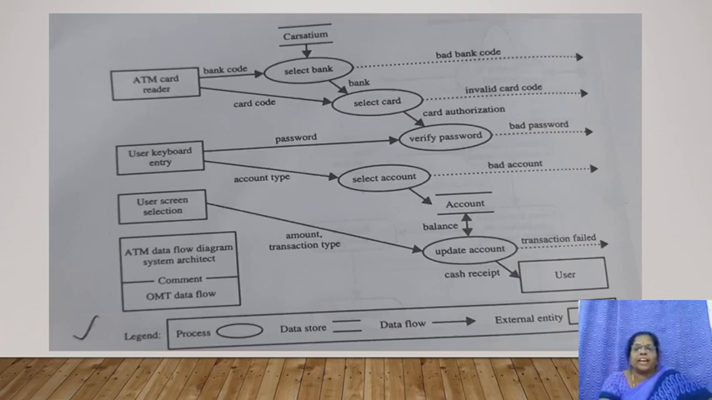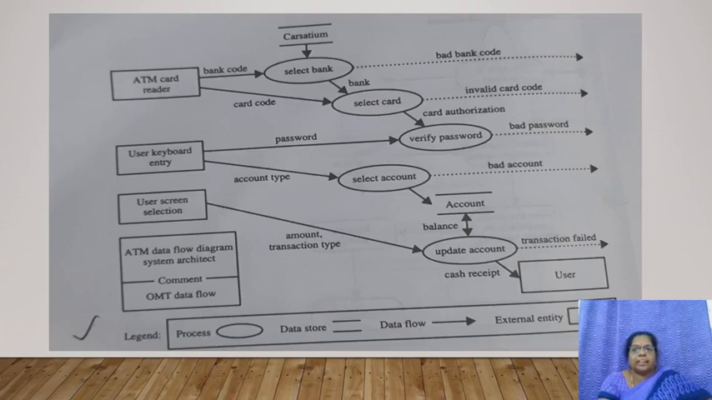The card is valid or invalid. Suppose the selected bank account is not valid, automatically it will give a bad bank code. If the selected card is valid, you can enter the keyboard entry for the user. You can enter the password. For the password we check the code authorization. Verify the password. The password is correct.